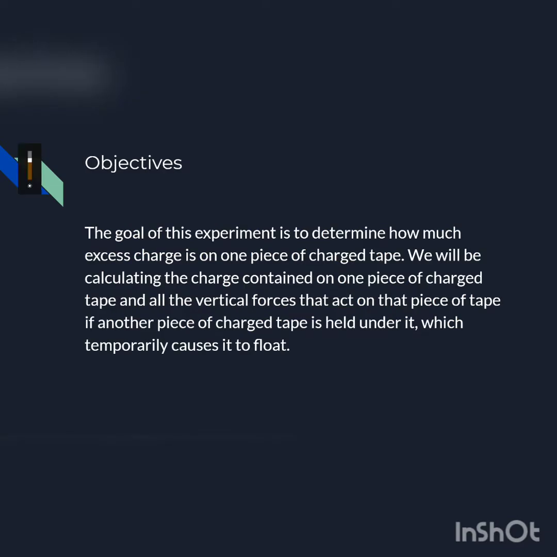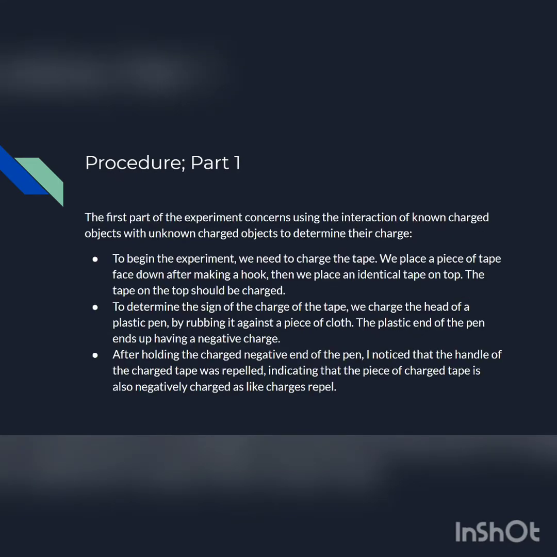The goal of this experiment is to determine how much excess charge is on one piece of charge tape. We will be calculating the charge contained on one piece of charge tape and all the vertical forces that act on that piece of tape if another piece of charge tape is held onto it, which temporarily causes it to float or hover. Okay, so the procedure for part 1.